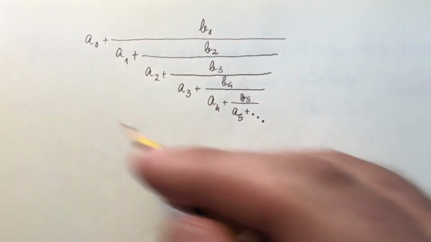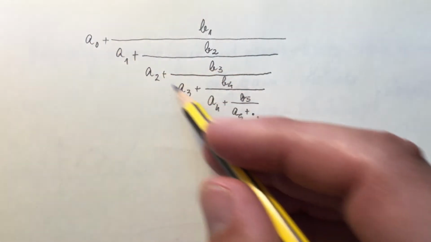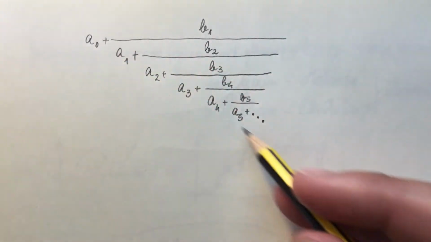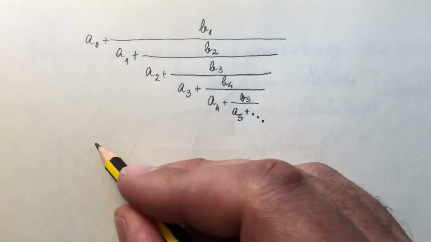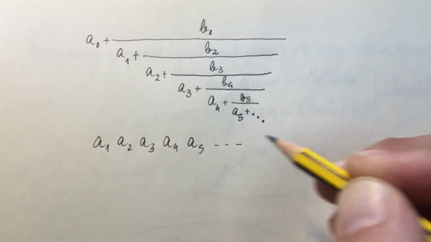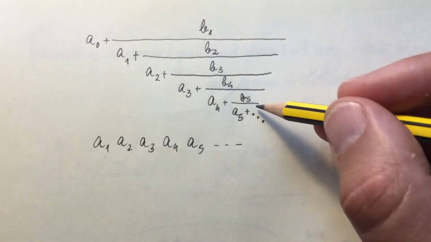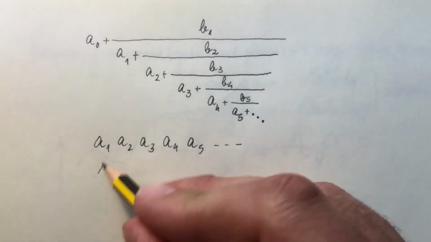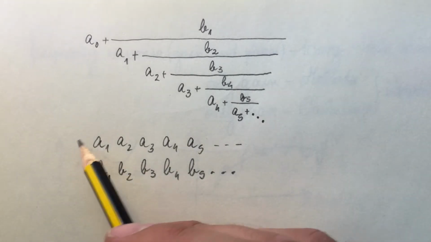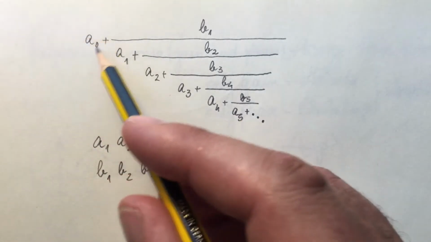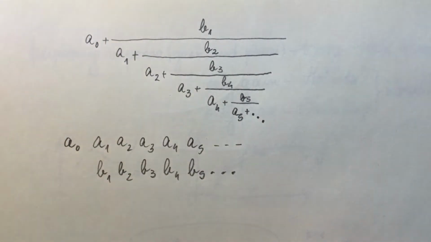A continued fraction is obtained from two sequences. One of them is the sequence with the numbers that appear here in the denominator. The other is the sequence of the numbers that appear here in the numerator. To this sequence, I usually add this integer part here as term A0.